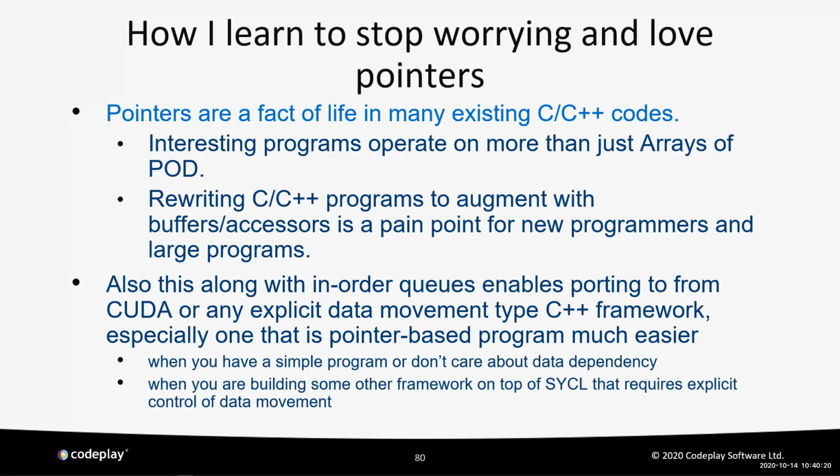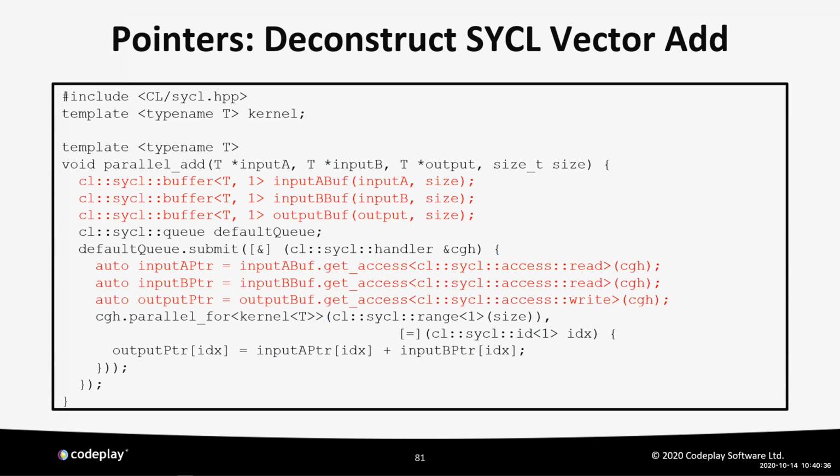We've had some experience with building other frameworks like HPX and Kokkos, things like that, or other people have experience building them on top of SYCL. And in those cases, those frameworks actually want explicit control over the data movement. So in this case, we want to take the same information and deconstruct the SYCL vector add. You see in red all the stuff I had to add for SYCL, even if I was just using a pointer.